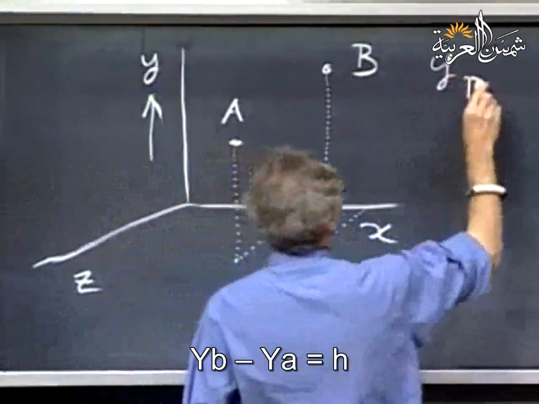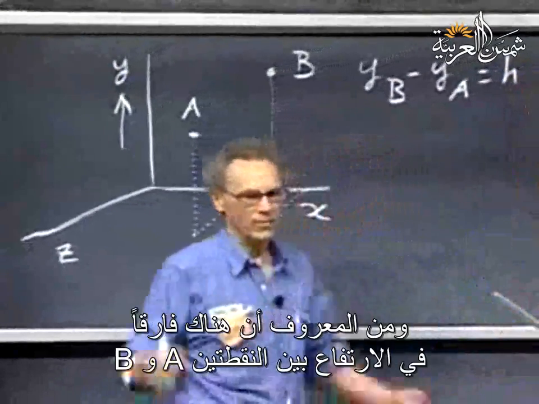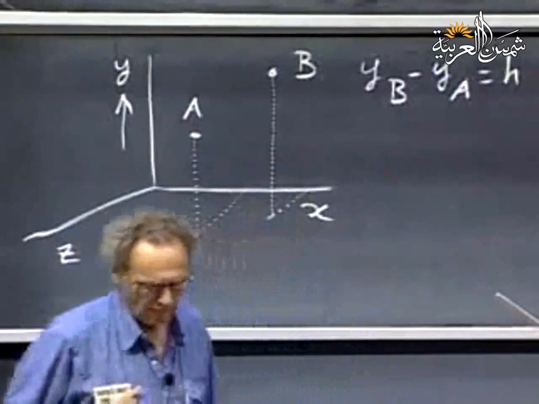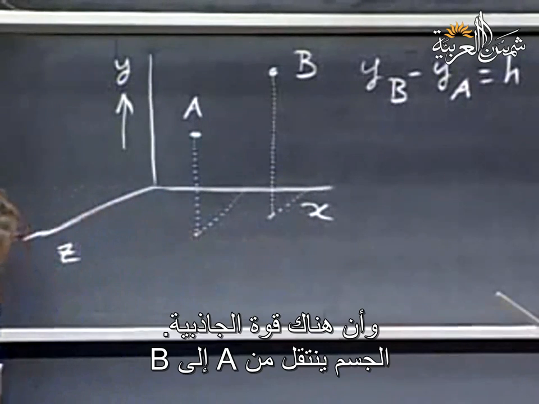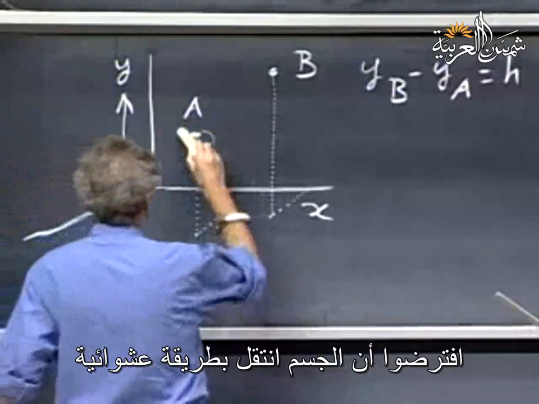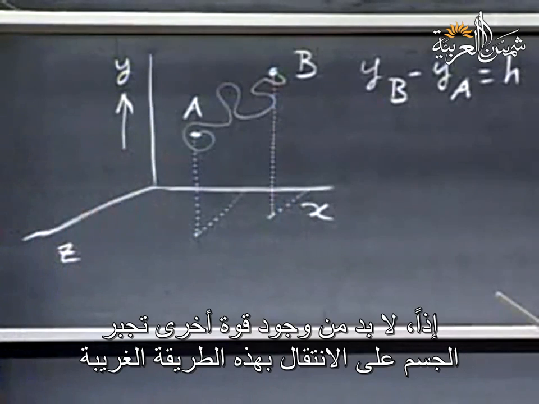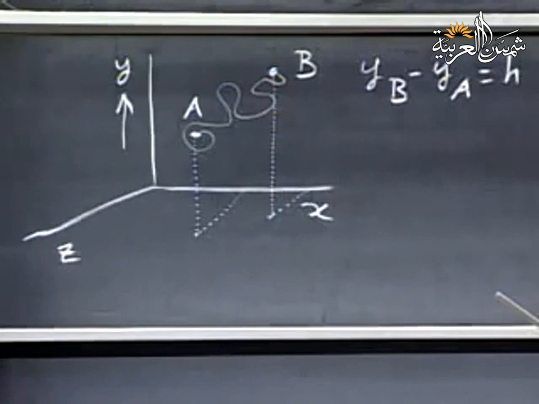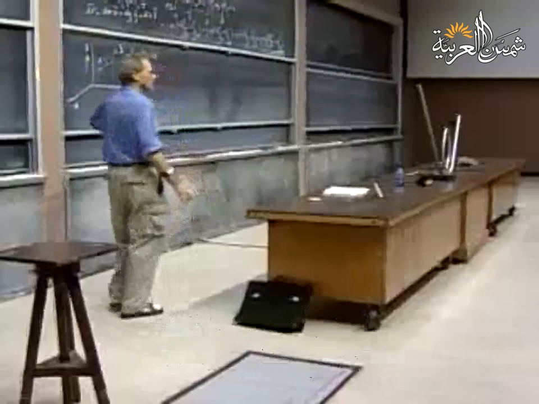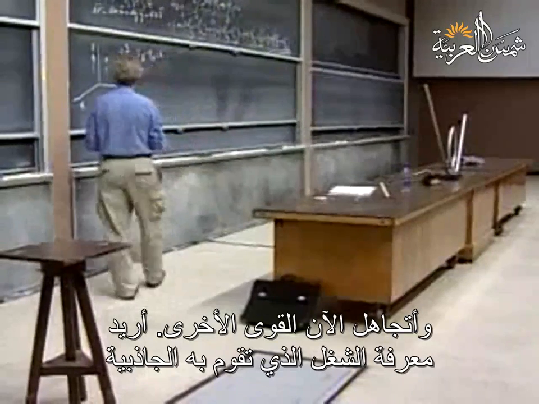And y of B minus y of A equals h. That's a given. So there's a height difference between A and B. There's a gravitational force. The object moves from A to B. Suppose it moves in some crazy way. Of course, gravity alone could not do that. There has to be another force if it goes in a strange way. But I'm only calculating now the work that's going to be done by gravity. The other forces I ignore for now.